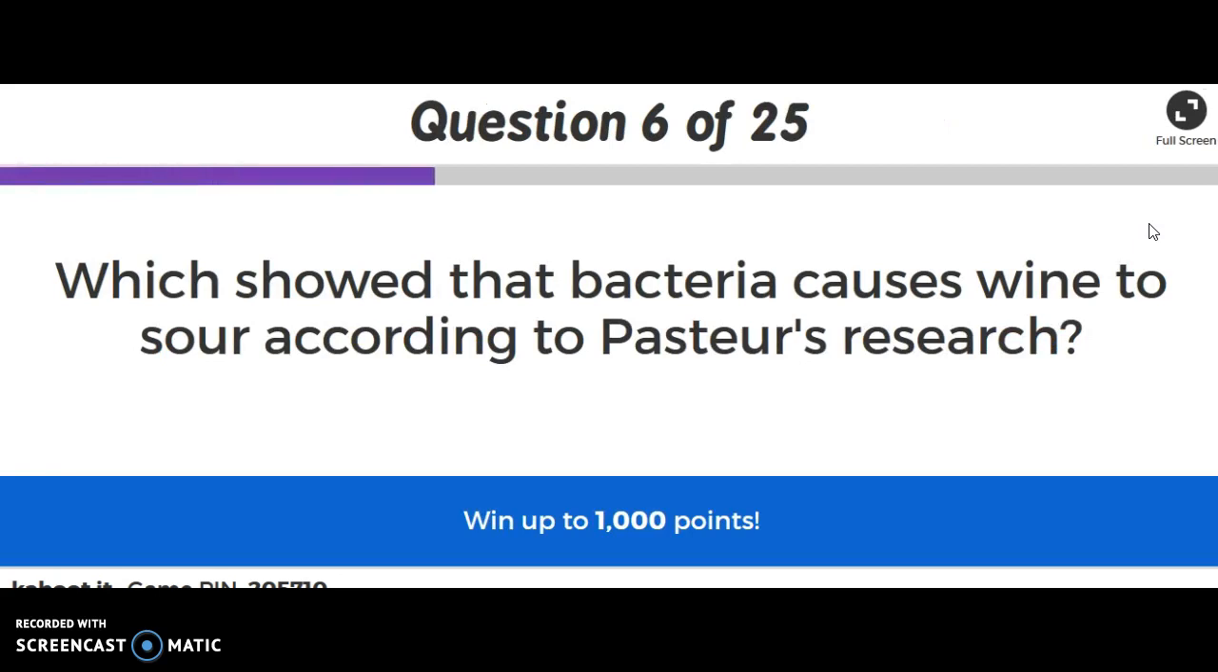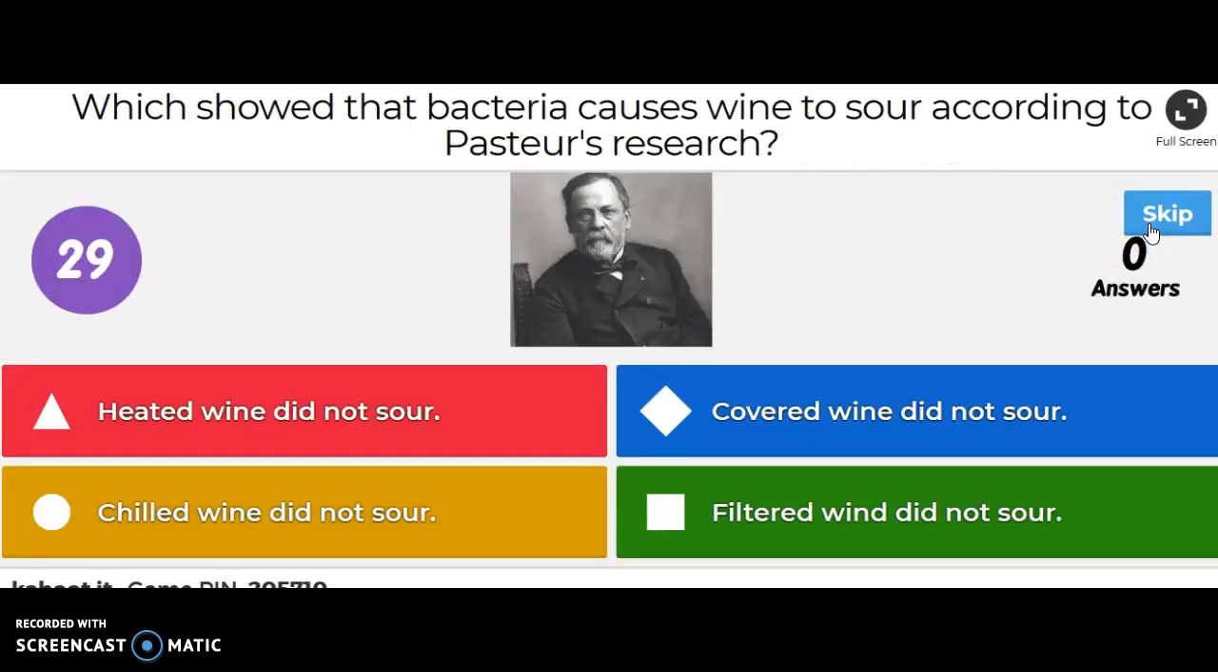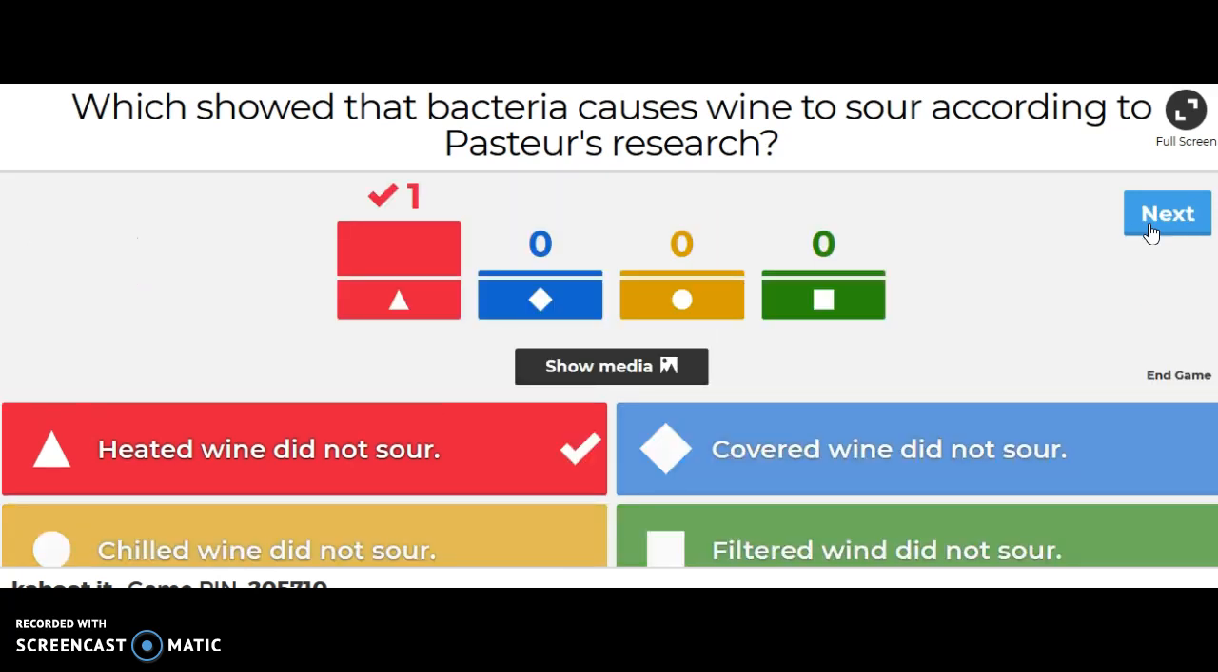Which showed that bacteria causes wine to sour according to Pasteur's research. So Louis Pasteur set up some experiments. He heated some wine, he didn't heat some other wine, he covered some, didn't cover some, and bacteria was shown to cause the wine to sour because heat would kill bacteria and heated wine did not sour. So with your heated wine, the bacteria was dead and the wine did not sour or go bad.